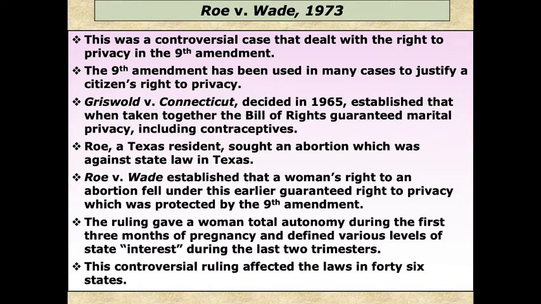So what this case actually sets up is a woman's right to an abortion. And they're saying that this right to an abortion is protected by the 9th Amendment, the right to privacy, and rights reserved to the people. So this ruling gives women total autonomy over their bodies for the first 3 months of pregnancy.